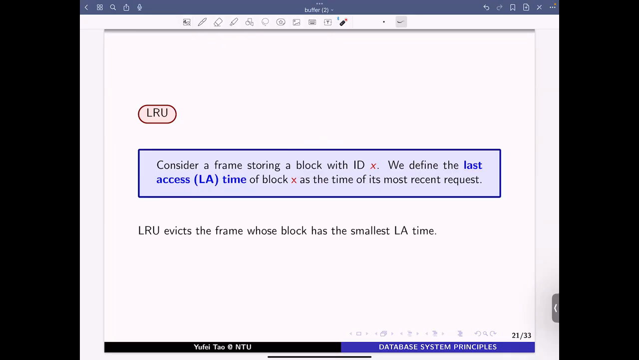The larger the LA time, the more recently the block was accessed. So LRU, least recently used, says I want to kick out the frame whose block has the smallest LA time. That basically says its last access was the longest time ago.